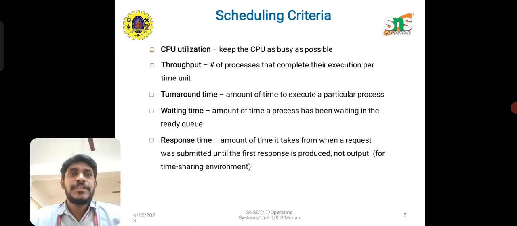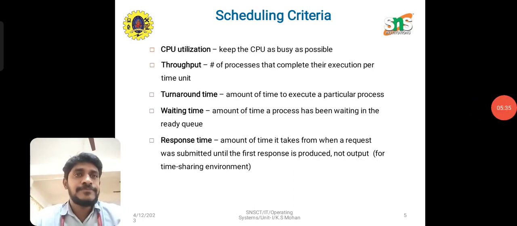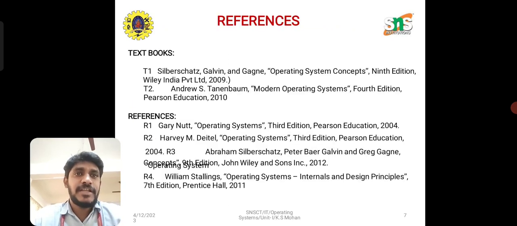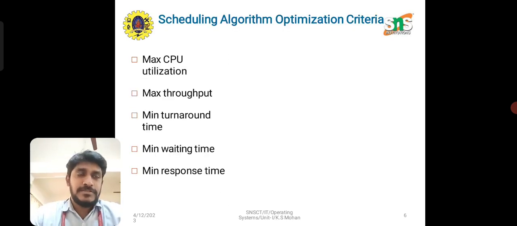So this is about the scheduling criteria, the important terms we regularly use. We will discuss scheduling algorithms and other things like CPU throughput in the next lecture video. The optimization criteria for scheduling are turnaround time, waiting time, response time, throughput, and maximum CPU utilization.